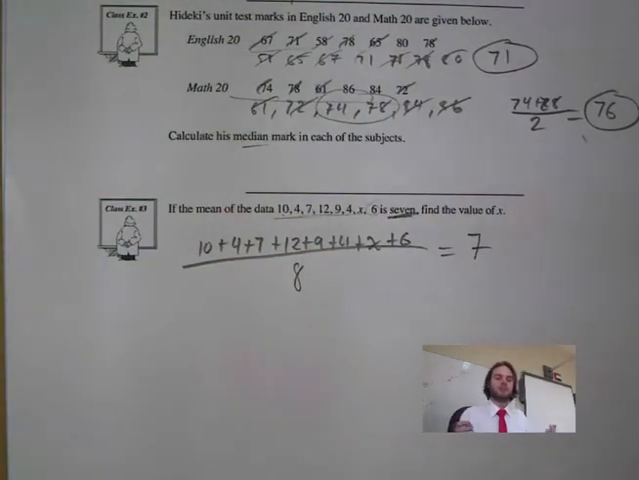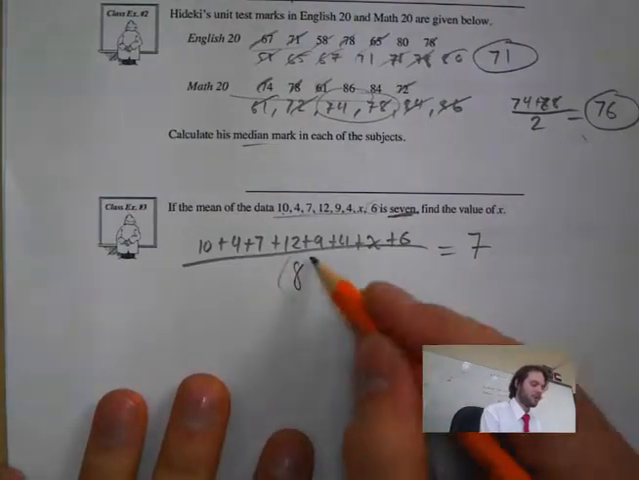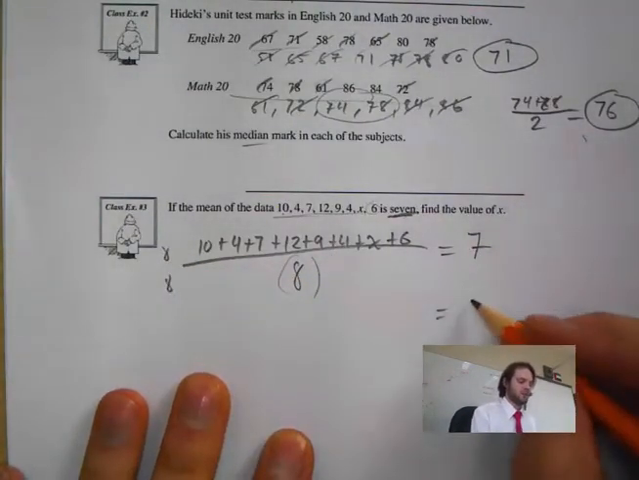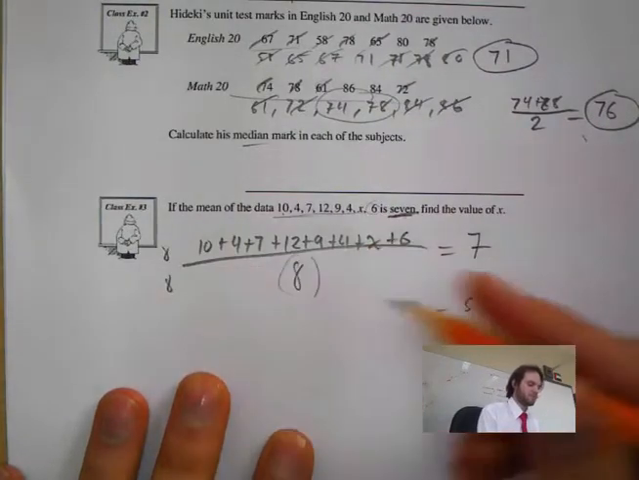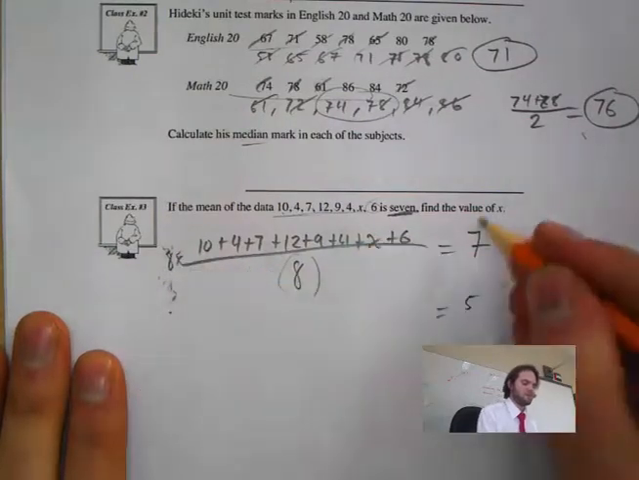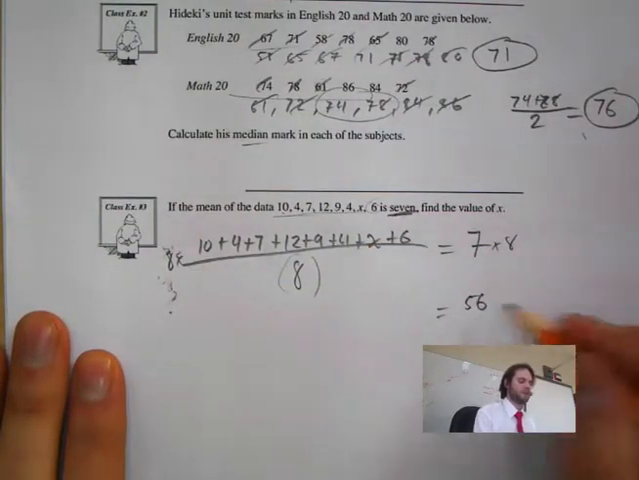So I'm going to start simplifying this here. First, I'm going to get rid of this 8. How do I get rid of that? Multiply both sides by 8. I'm going to get 56 on this side. Multiply both sides by 8, so I'm going to get 56.